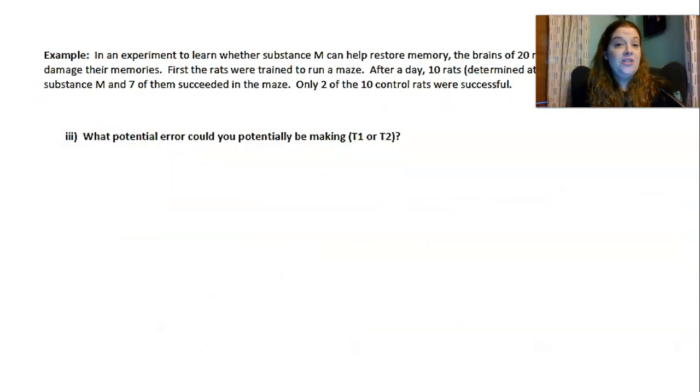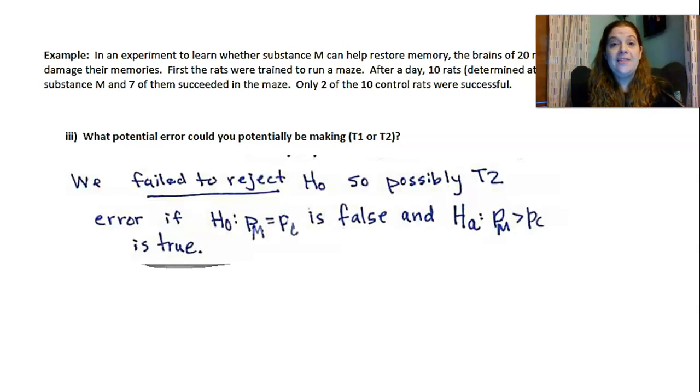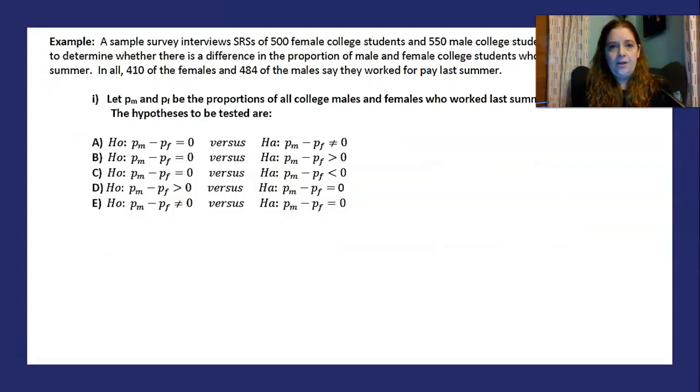All right, now what potential error could you possibly be making? So remember we said fail to reject. So fail to goes with type 2, fail to, type 2. So we failed to reject the null hypothesis. So we could possibly be making a type 2 error. So it would be a mistake to fail to reject the hypothesis if it was false. So if the null hypothesis is false, and actually what's true is that substance M is more effective at improving memory. Okay. All right, let's look at this next one.